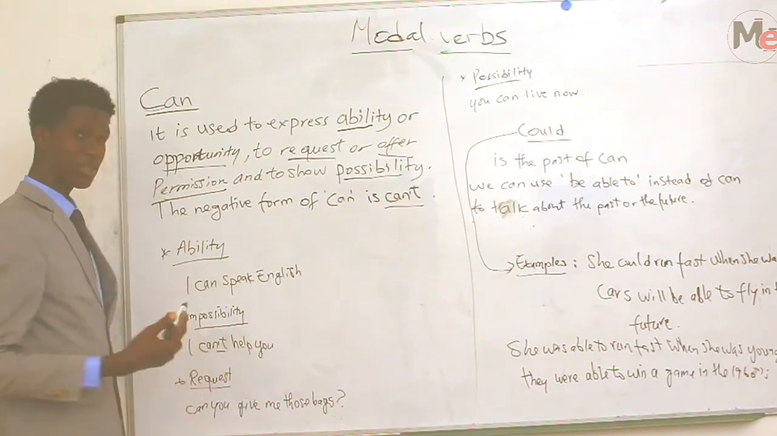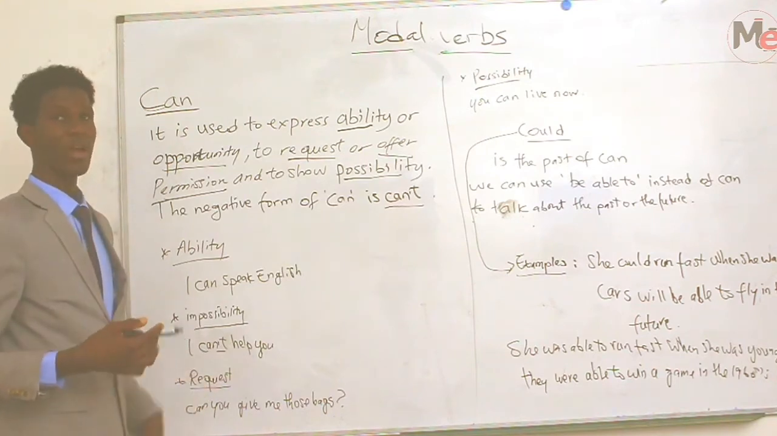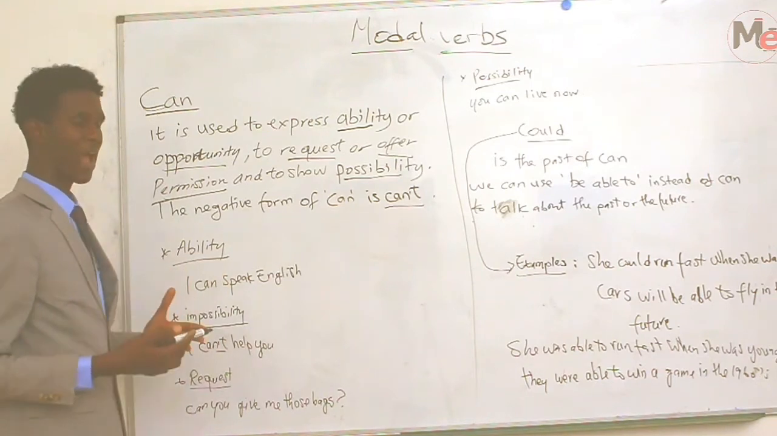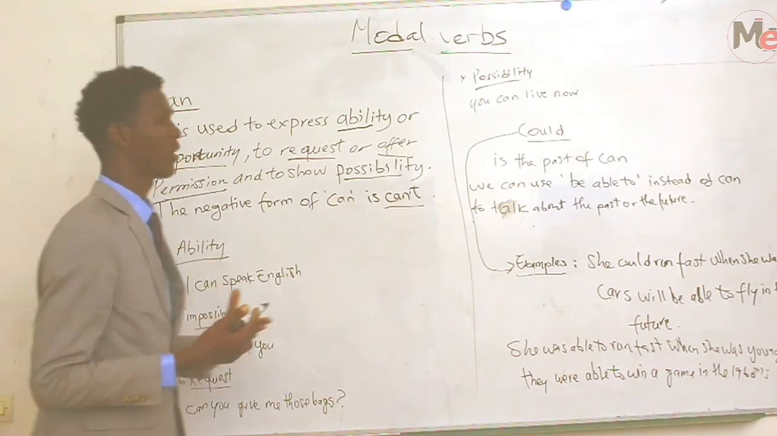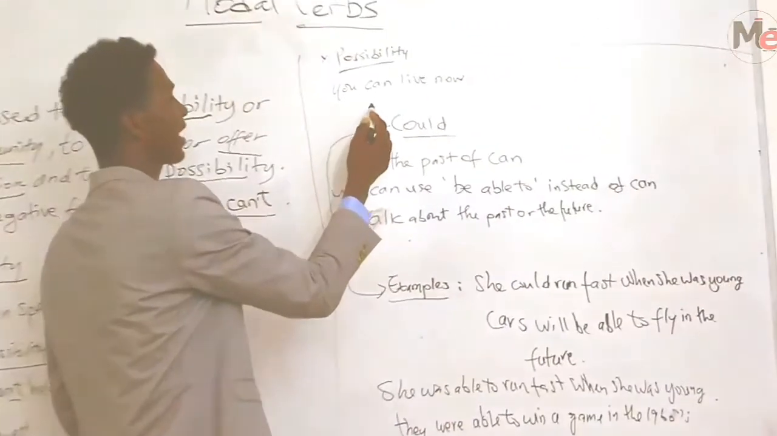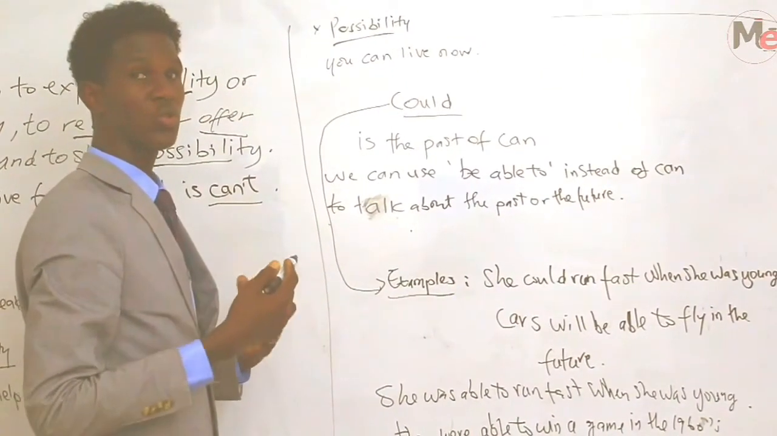Request is asking for something. So, can you give me those bags? You are making a request for someone to give you bags. So here you can use can, a modal verb, to request. In the possibility example, you can leave now. So you have the possibility to go.